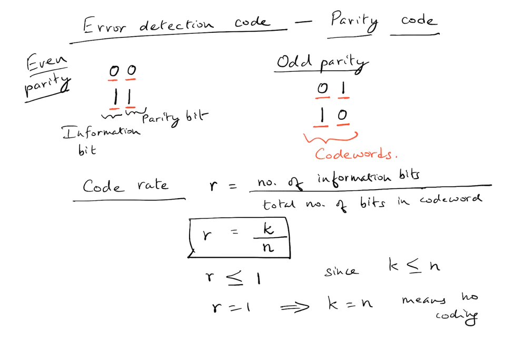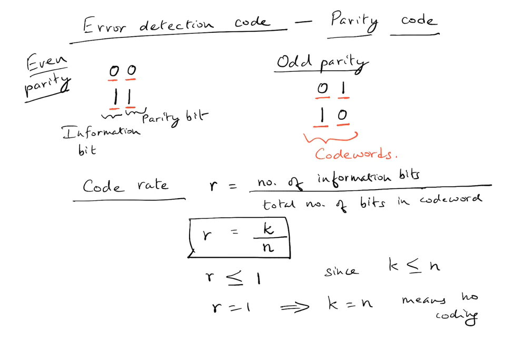Right? That means we have not done any error coding at all. Okay? So that's the first definition we have, which is the code rate, and as a consequence of that, we have denoted the number of information bits in a code word by the letter K, and the number of bits in the entire code word by the letter N, and K is always going to be less than or equal to N.